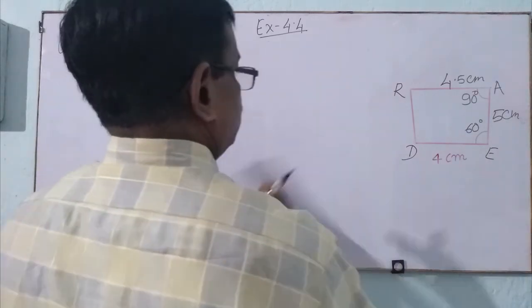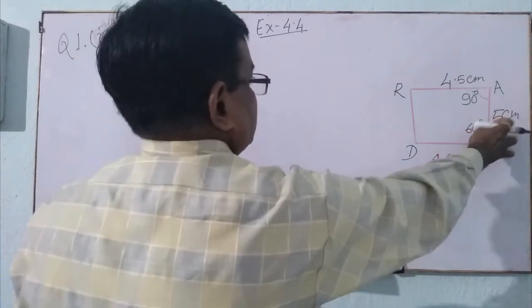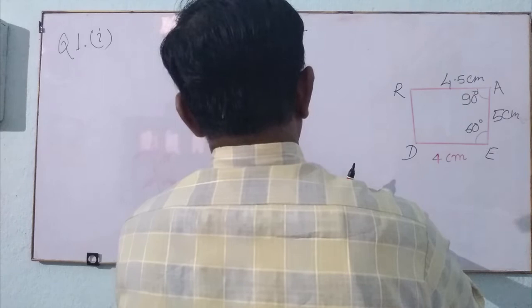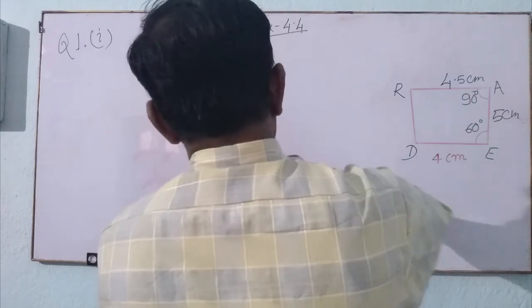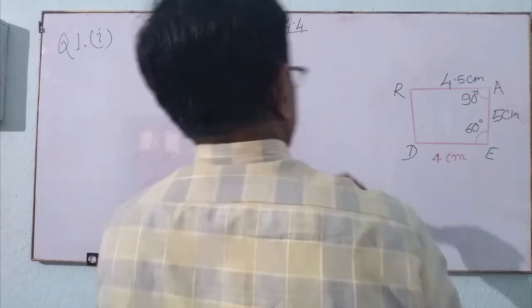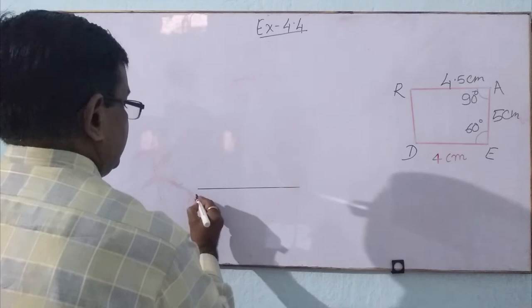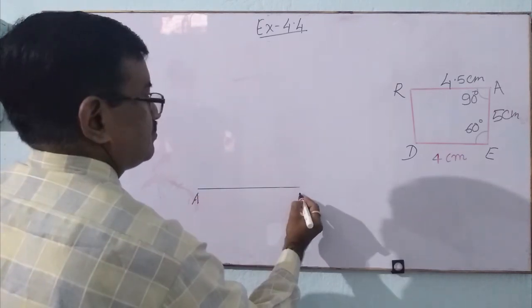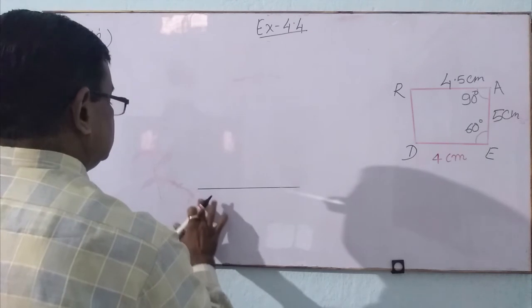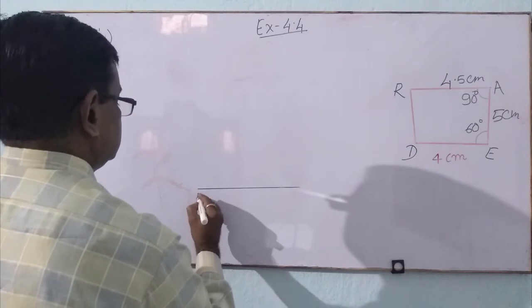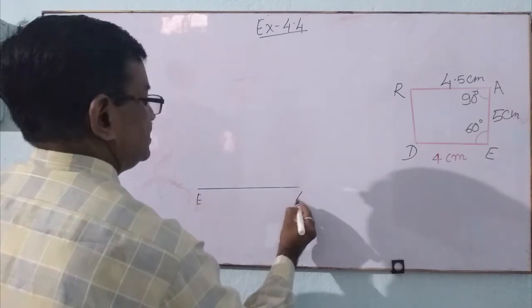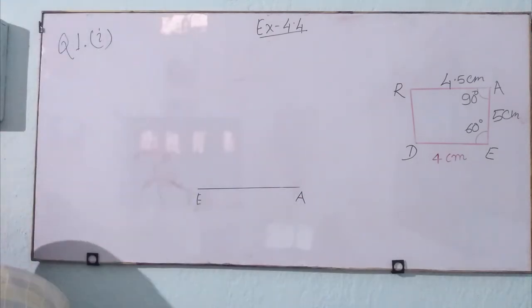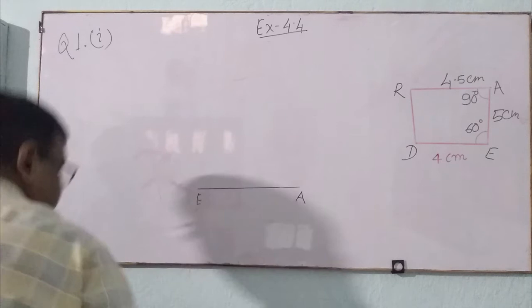Just take 4 centimeter, not 5 centimeter, as EA. At point A, you have to construct 90 degree.